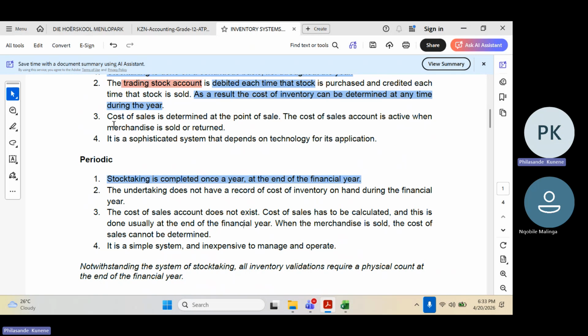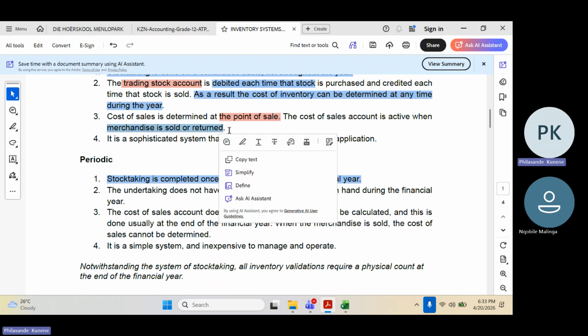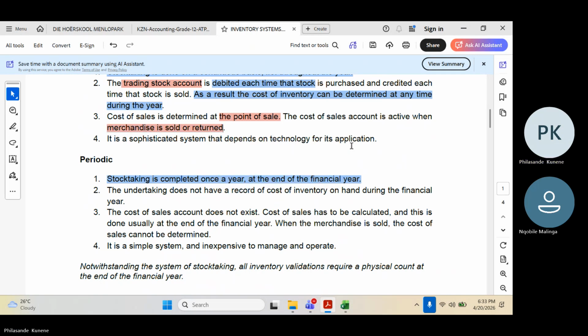Okay, let's go for number 3. Cost of sales is determined at a point of sale. Can you see? At a point of sale, we are able to determine cost of sales. The cost of sales account is active when merchandise is sold or returned. Any movement of stock, we are able to record it at that time and determine cost of sales, closing stock, the sales amount, everything. We can do it immediately because we have the computerized system. We have the system that allows us to do that.